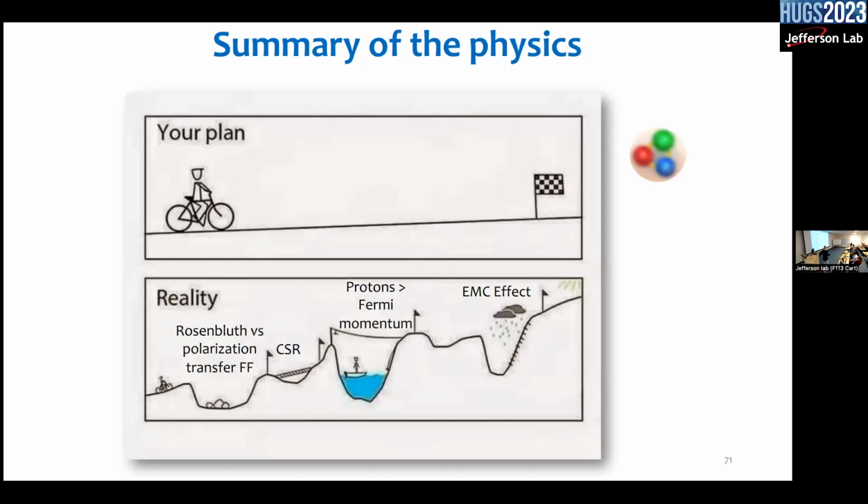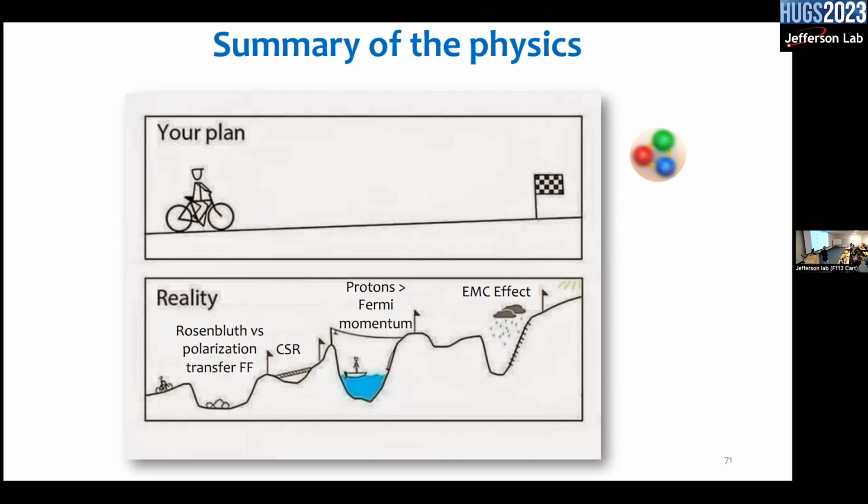So again, we go back to this was our plan, right? We're just going to understand this guy and everything makes sense. And the reality is that there are different types of experiments and tools that tell us that things are not what we expect. We can learn from them, and we have to figure out what they mean. That's why there are other experiments right now going back and doing the Rosenbluth and polarization transfer form factors. And then we have the Coulomb sum rule.